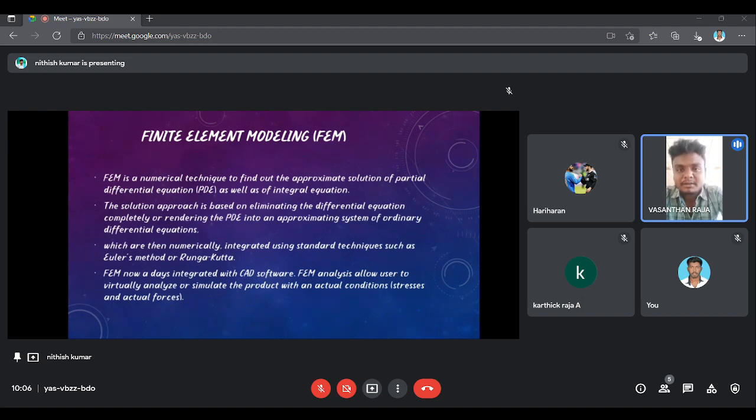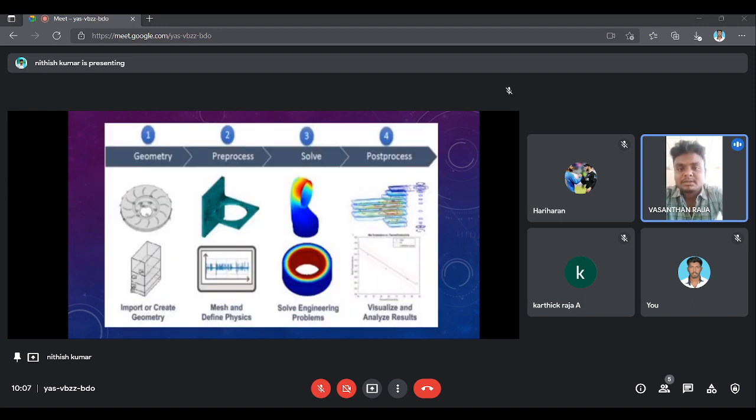Finite element modeling (FEM). FEM is a numerical technique to find the approximate solution of partial differential equations (PDE) as well as integral equations. The solution approach is based on eliminating the differential equation completely or rendering the PDE into an approximate system of ordinary differential equations, which are then numerically integrated using standard techniques such as Euler's method or Runge-Kutta. FEM is nowadays integrated with CAD software. FEM analysis allows the user to virtually analyze or simulate the product with actual conditions and actual forces. Next, in this Karthik Raja will explain.